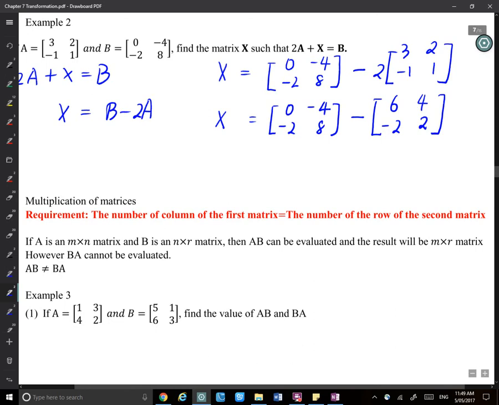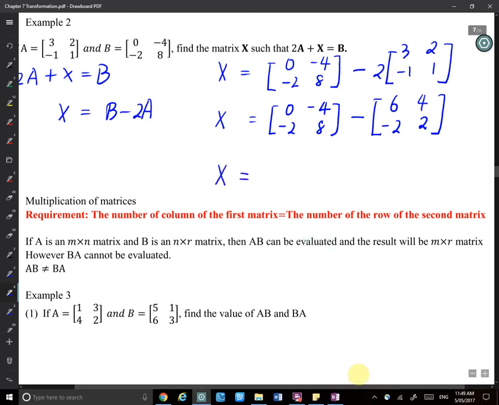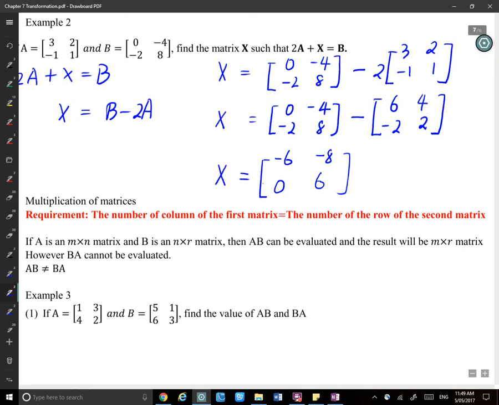Okay, times the 2 inside, because only a matrix can subtract a matrix. If you have a constant outside, that's not going to work. So you need to put the constant back, you need to put the constant inside. And therefore, X will equal to 0 minus 6, you have minus 6. Minus 4, you have minus 8. Negative 2, subtract negative 2, you have 0. 2, 8, subtract 2, we have 6. You have minus 6, minus 8, 0, and 6.